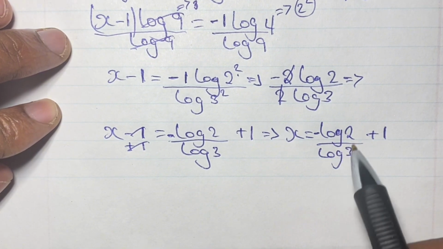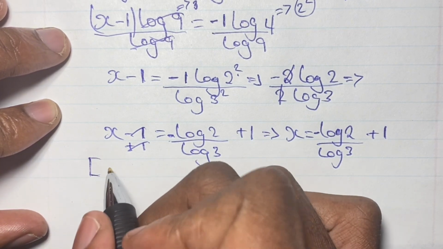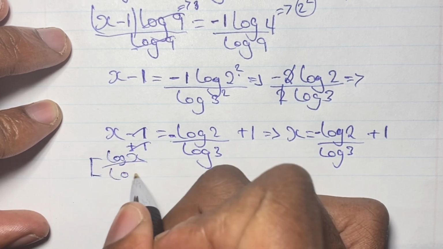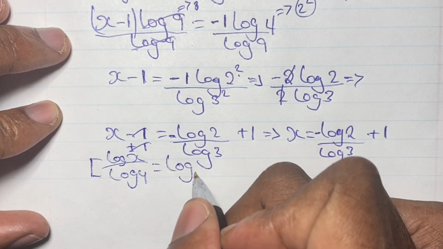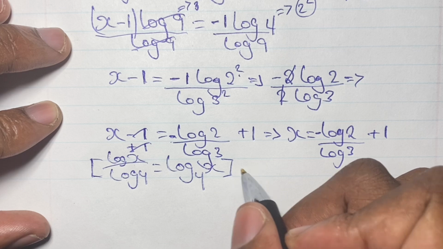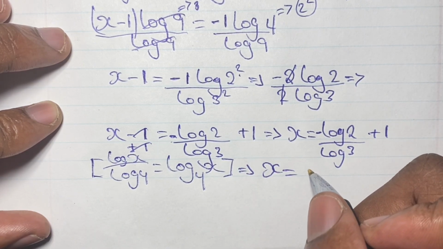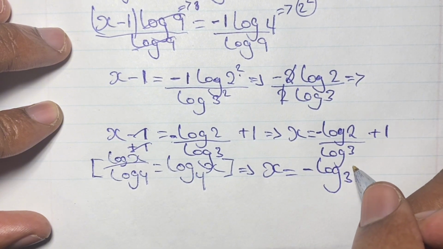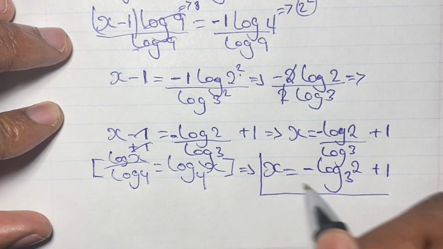Now this can be said to be the final solution of x, but we can simplify this a bit further. So we could use this logarithm rule where log x over log y is equal to log base y of x. So we're just going to use this rule here to simplify for the solution of x. So that means that x is equal to negative, let's not forget that, negative log base 3 of 2 plus 1. And now this is the final solution of x.